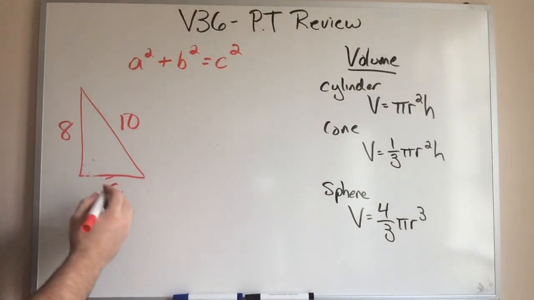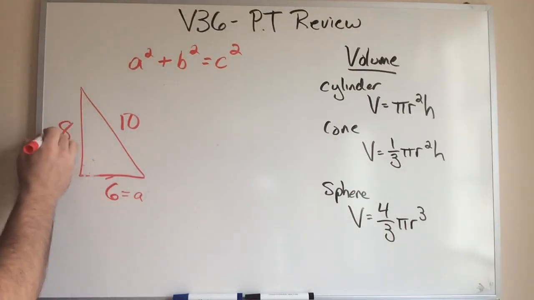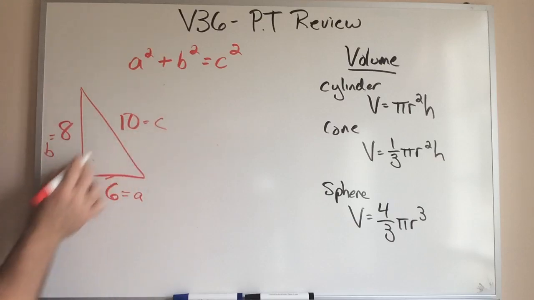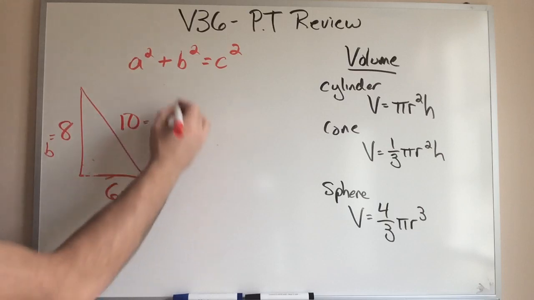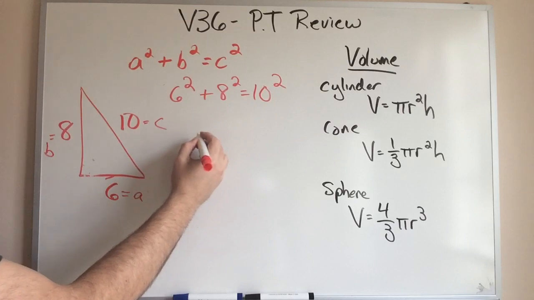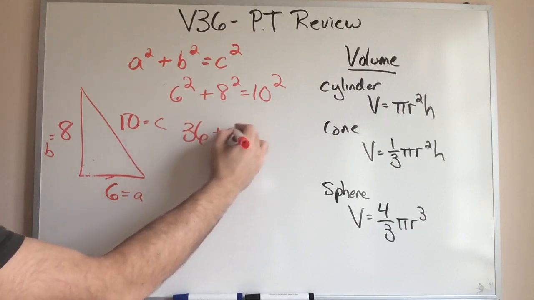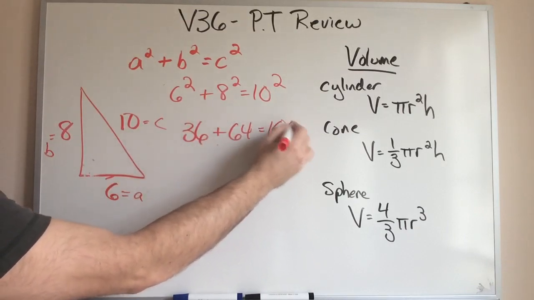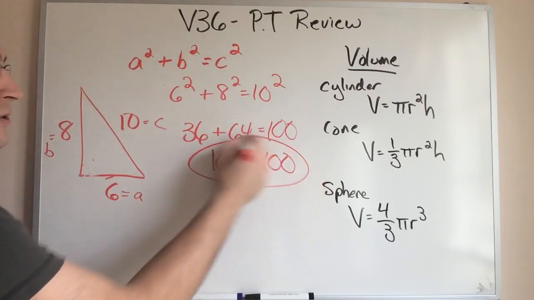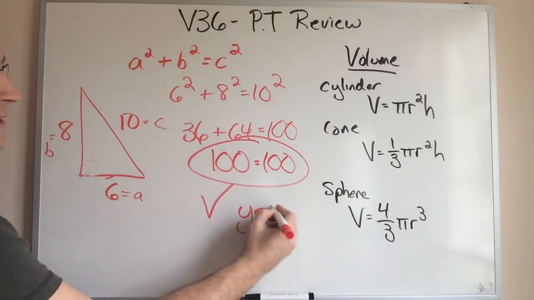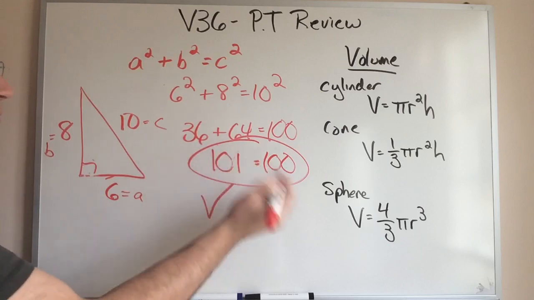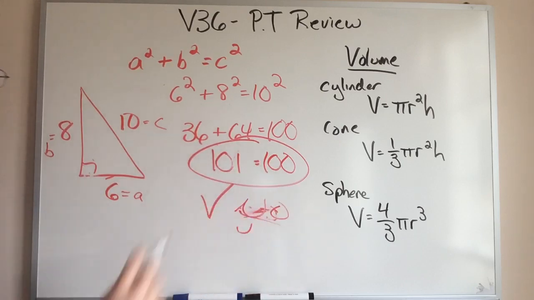So let's try it. 6 will be a, 8 will be b, and 10 will be c. Again, because if there was a box here, it would be across from it, so c would be 10. So 6 squared plus 8 squared equals 10 squared. 36 plus 64, and this is 100. Now this actually does equal each other. So 100 equals 100. This is a true statement, which means yes, it is a right triangle. Okay? So if this was like 101 equals 100, the answer would be no, because it doesn't fit.